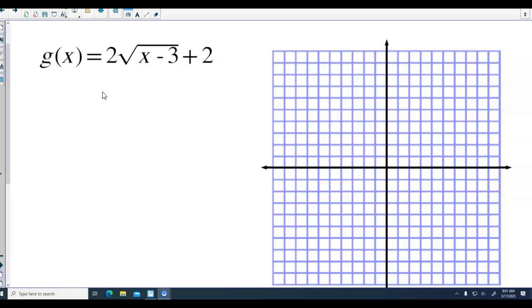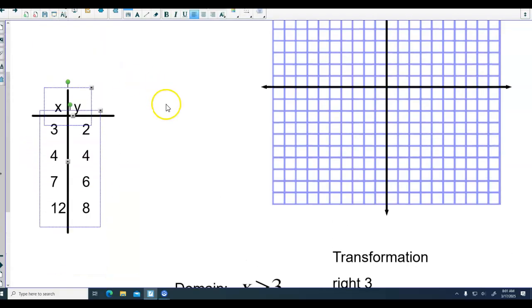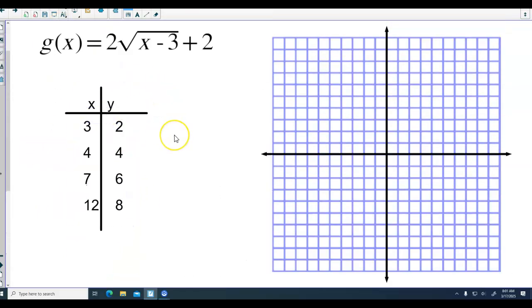Now we have 2 times radical x minus 3 plus 2. Okay. When I get my points, once again, I'm looking to get points that give me perfect squares. 3 minus 3 is 0. 4 minus 3 is 1. 7 minus 3 is 4. And 12 minus 3 is 9. 3 minus 3 is 0. 2 times 0 is 0. Plus 2 is 2.